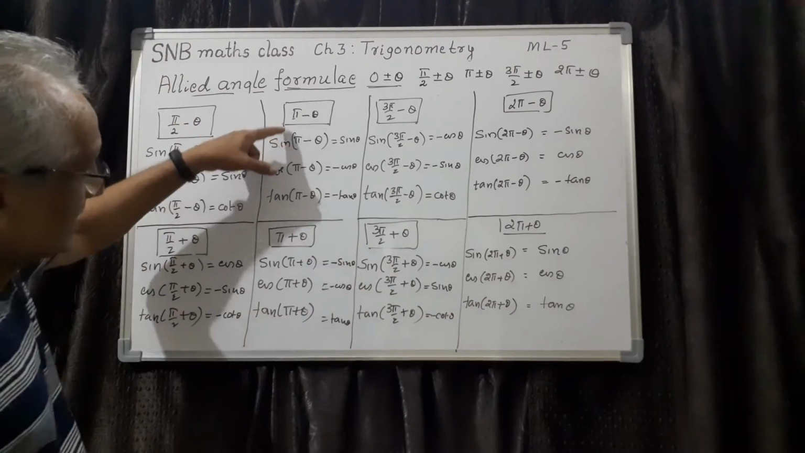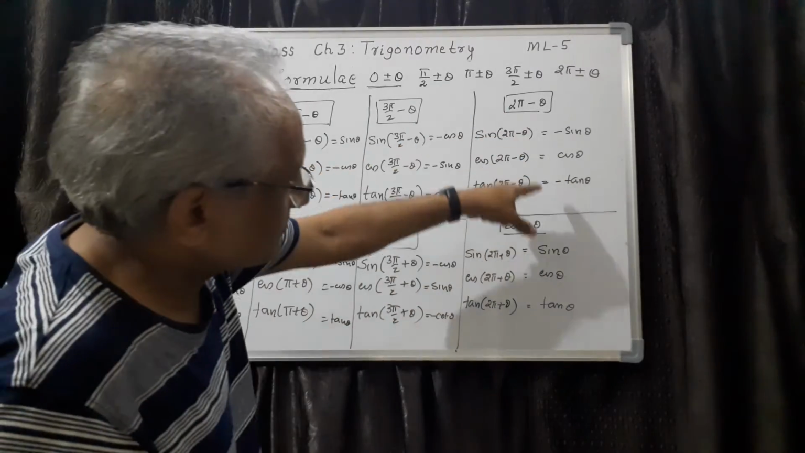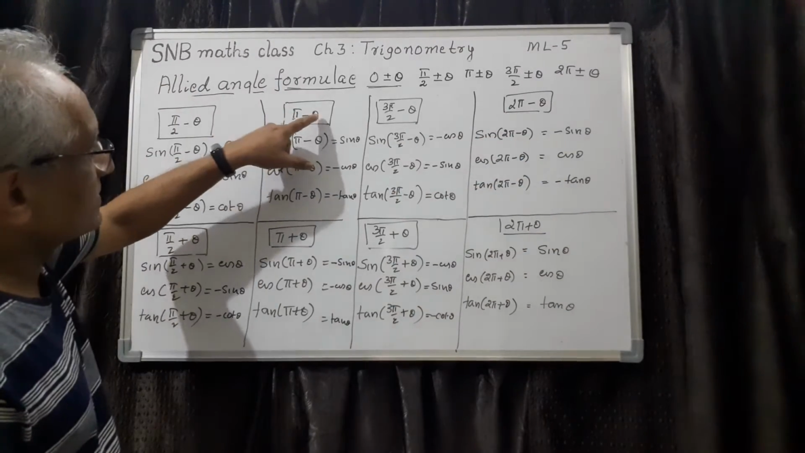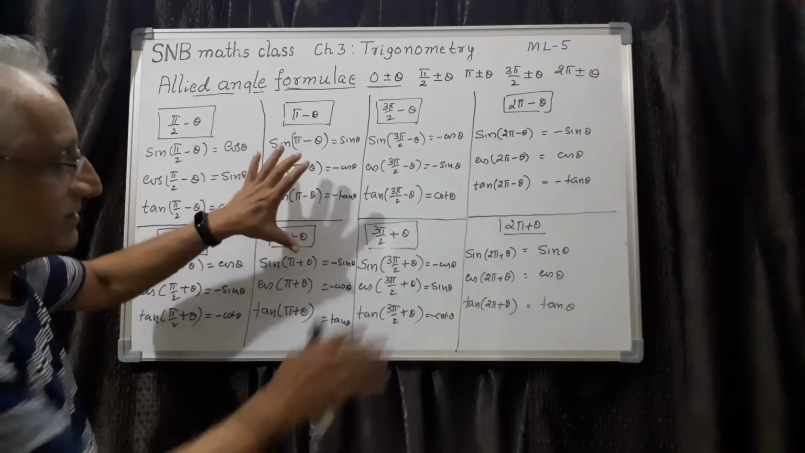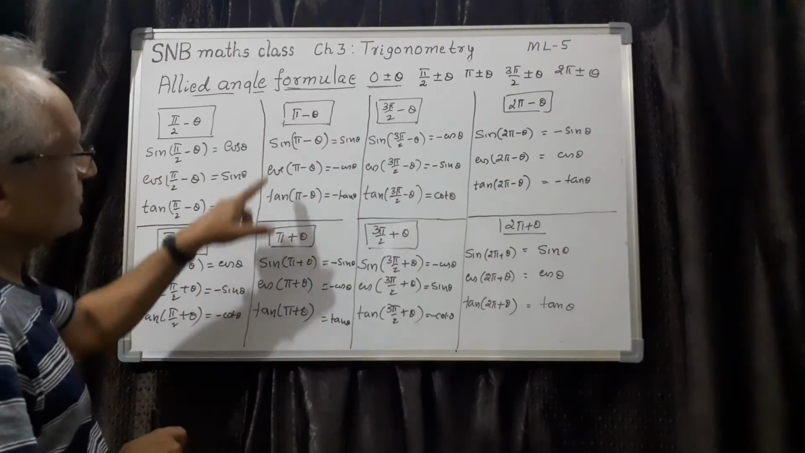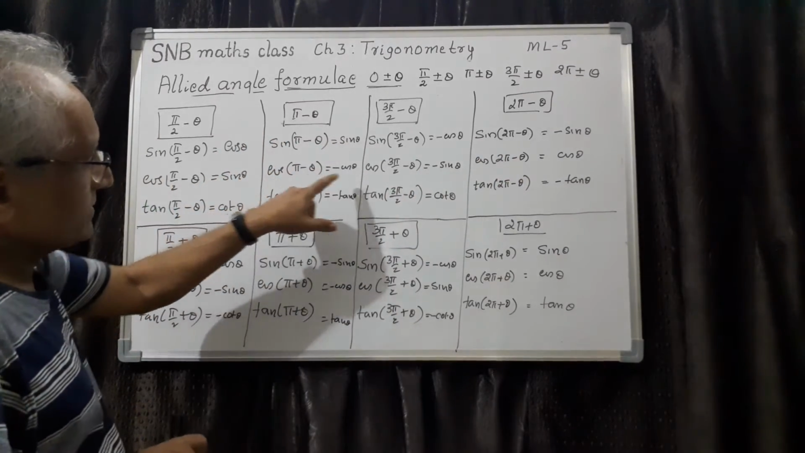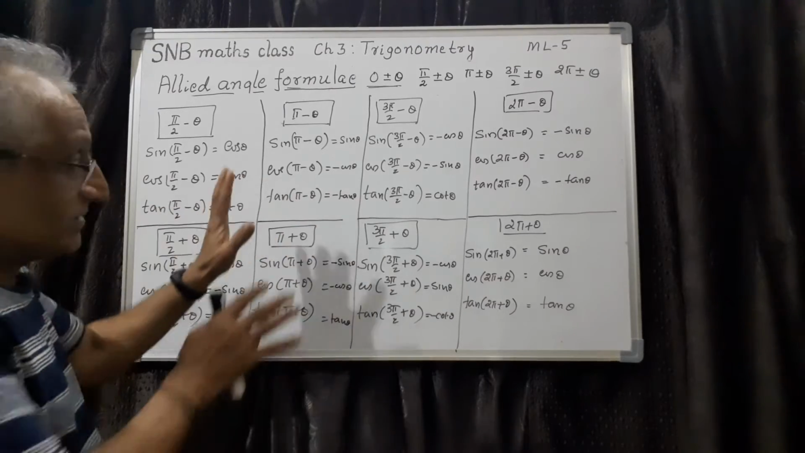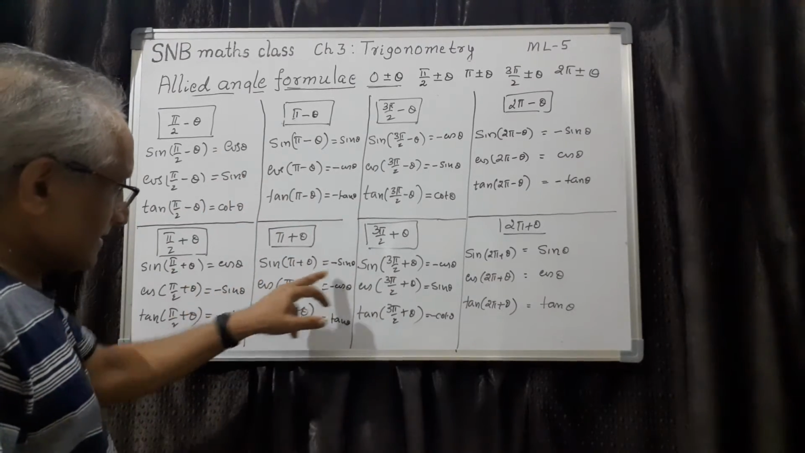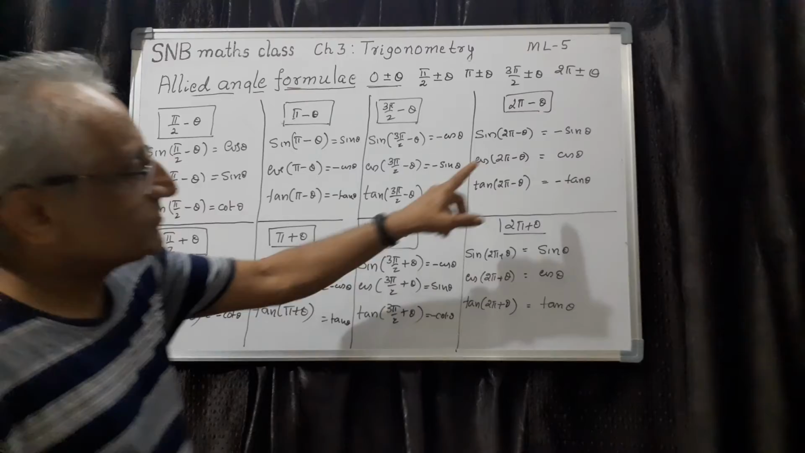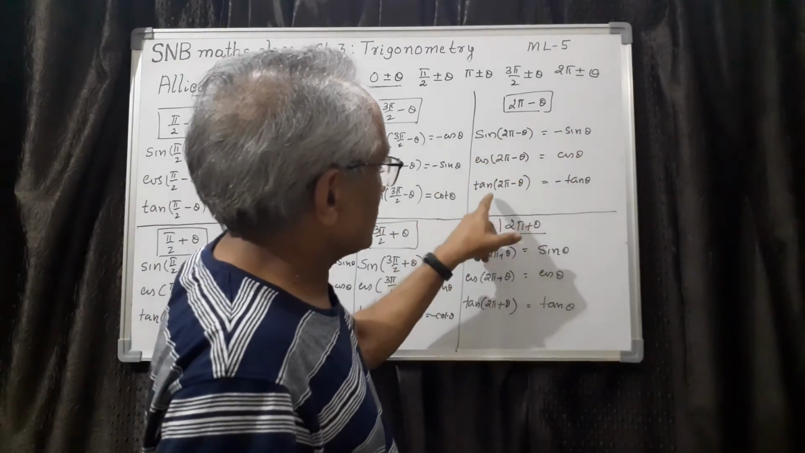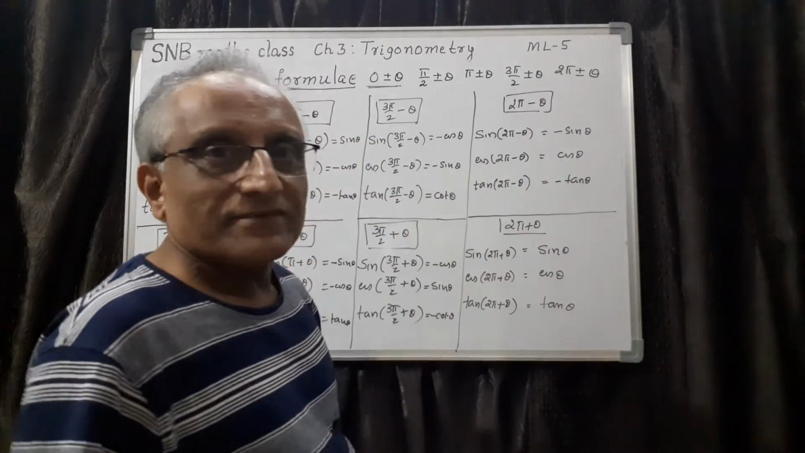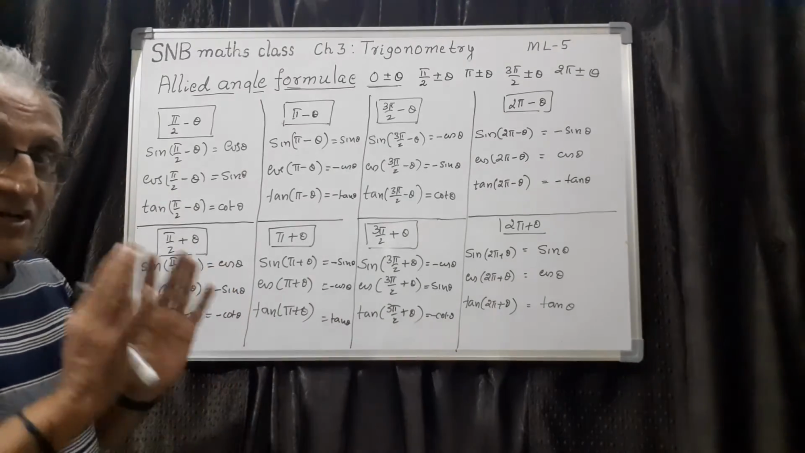Now look at the second column and the fourth column here. It is theta minus, pi minus theta, pi plus theta. Therefore I have separated them. Here sine is sine, cos is cos, tan is tan. Don't worry about the sign. Sine, sine, cos, cos, tan, tan. Here also see. This is the first thing we have to remember.